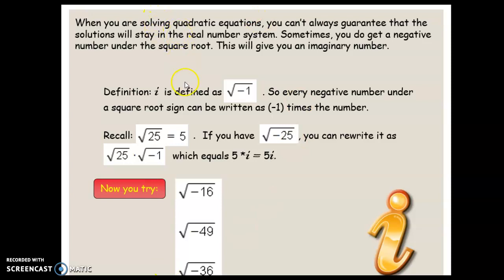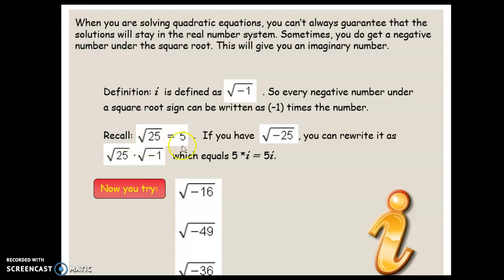When you're solving quadratic equations, you can't always guarantee they'll stay in the real number system. Also true in higher degrees. i is defined as the square root of -1. So every negative number under a square root sign can be written as -1 times the number.